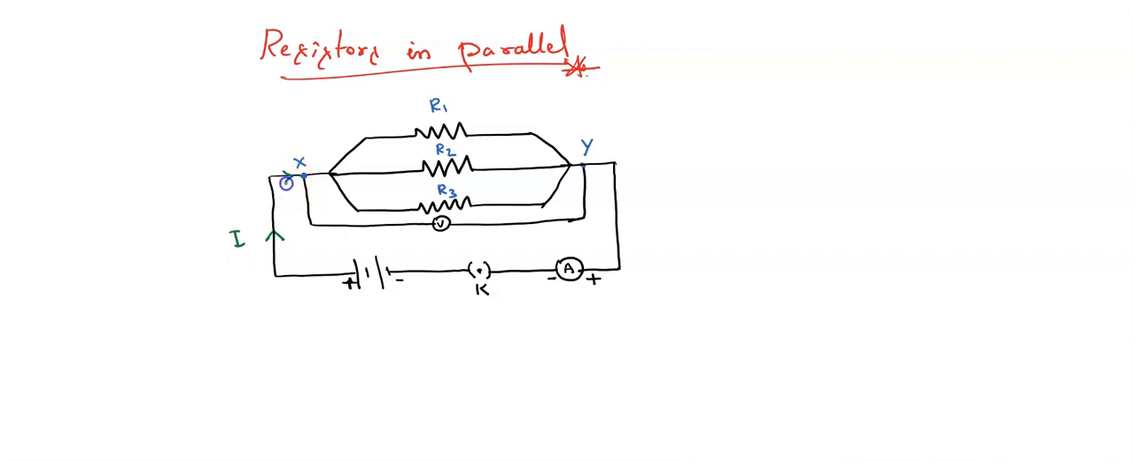Then the current reaches the junction X and flows through X. Again it comes towards Y. Again you can see the current is moving through R1, R2, R3. Now the current is splitting in 3 directions. Now again the current is coming out in another 3 directions and it comes out through this. Okay, so this is the circuit diagram when the resistors are connected in parallel. I hope the concept is clear.